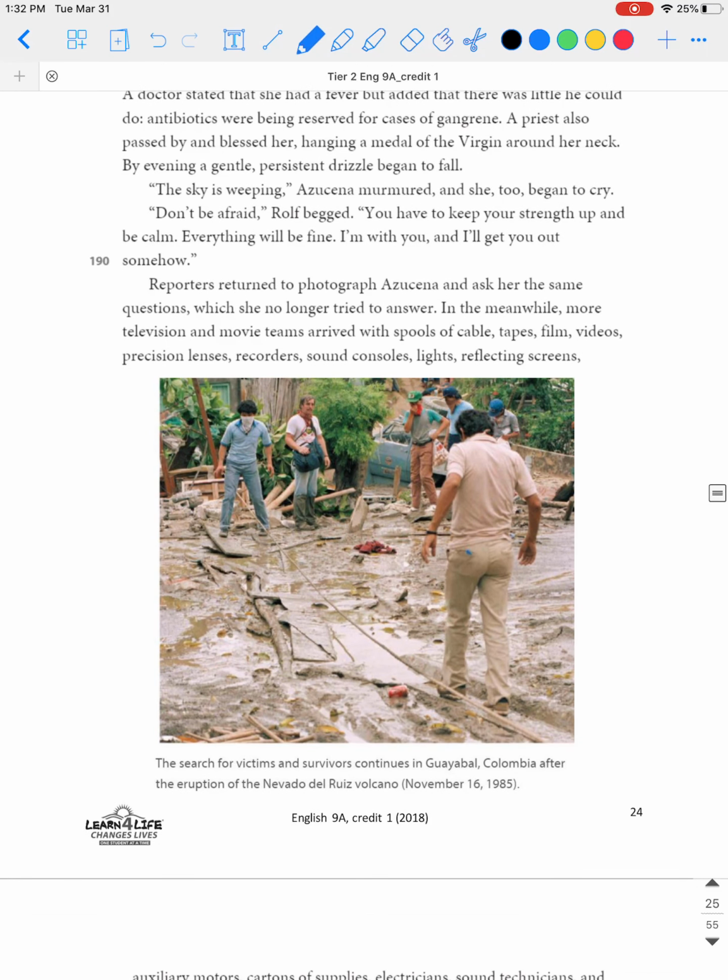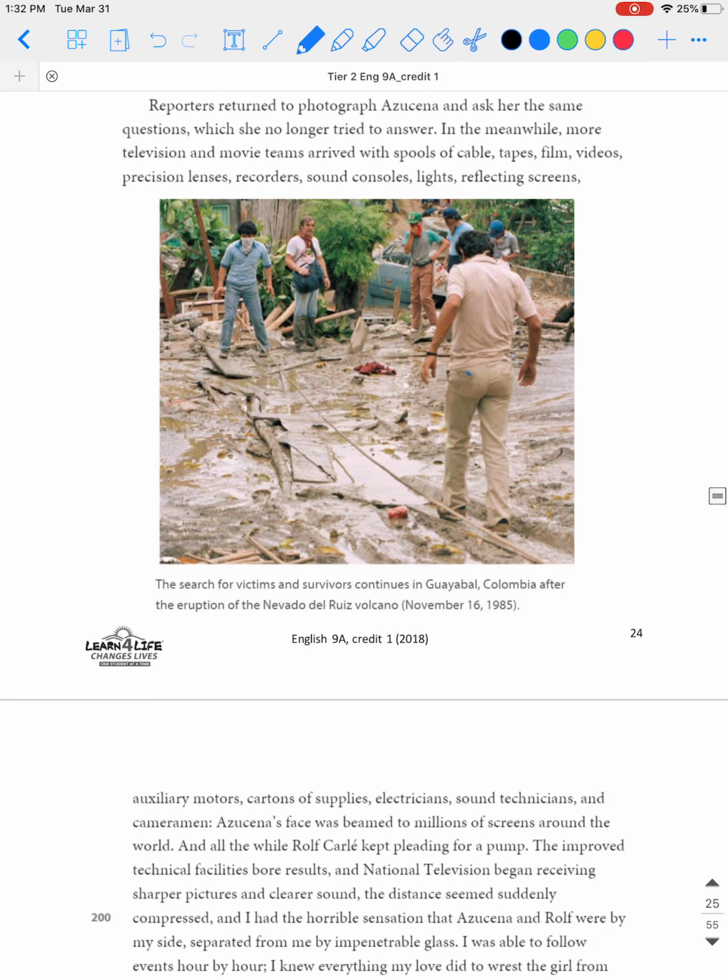Reporters returned to photograph Azucena, asking her the same questions, which she no longer tried to answer. In the meanwhile, more television and movie teams arrived with spools of cable, tapes, film, videos, precision lenses, recorders, sound consoles, lights, reflecting screens, auxiliary motors, cartons of supplies, electricians, sound technicians, and cameramen. Azucena's face was beamed to millions of screens around the world.